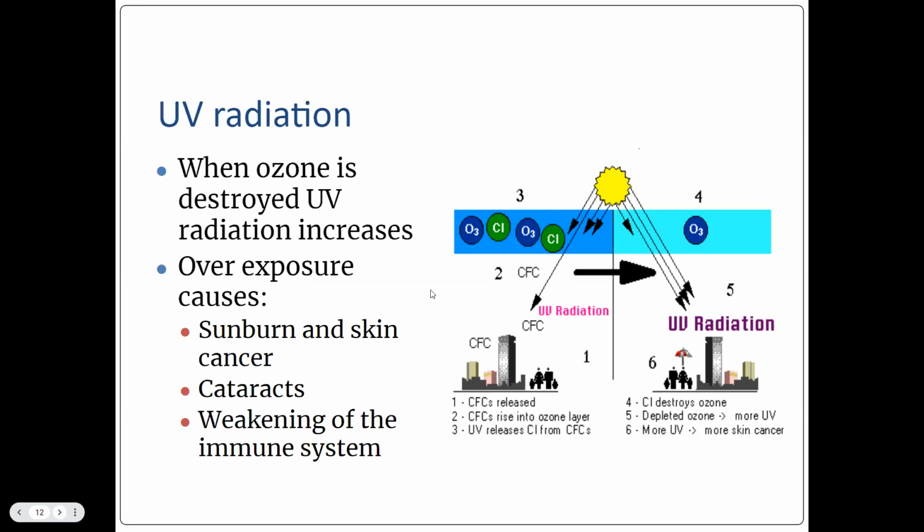When the ozone layer is destroyed, this is where we said it would cause skin cancer and stuff like this. It weakens your immune system. There are a lot of effects, and you do not have to copy this down, but there are a lot of effects to destroying the ozone layer.